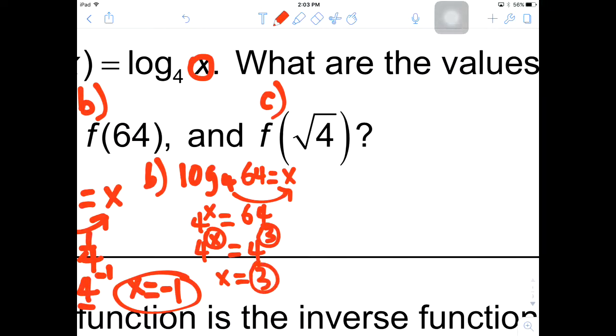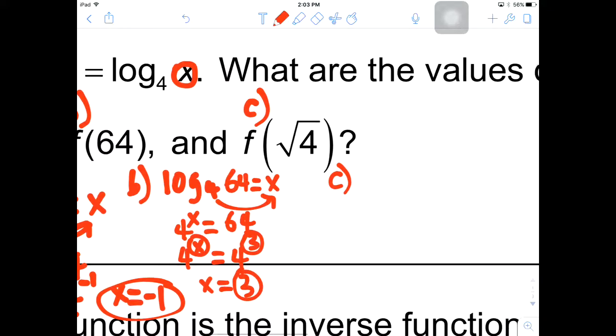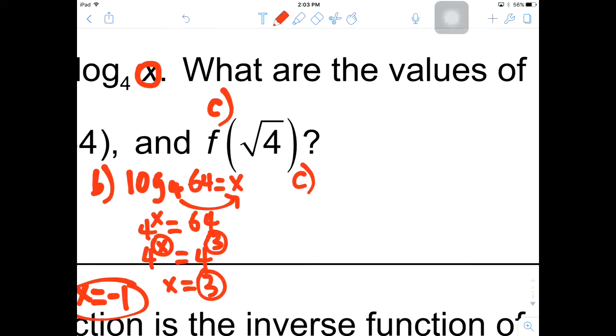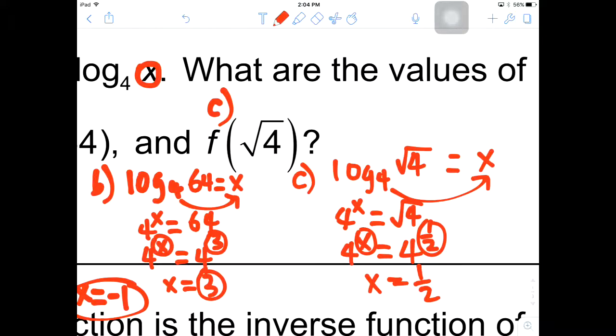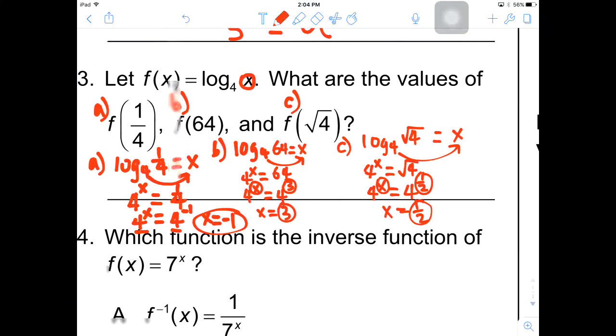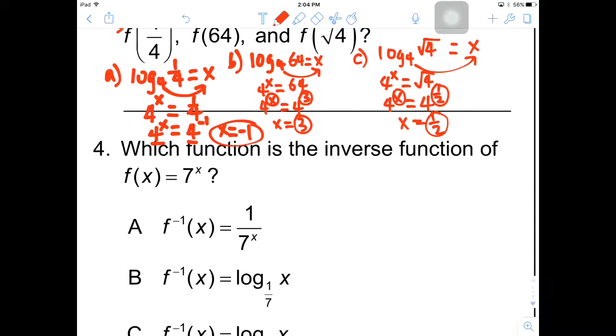x equals 3. And the last problem, when x is equal to square root of 4, it'll be log base 4 of the square root of 4 equals x. Again, following the arrow, we have 4 to the x equals radical 4. And now we're going to rewrite the radical 4 as 4 to the 1/2 power. Once again, bases are equal, so x is equal to 1/2. So that's how you solve those 3. Make sure you guys follow through with showing the work and understand every step.